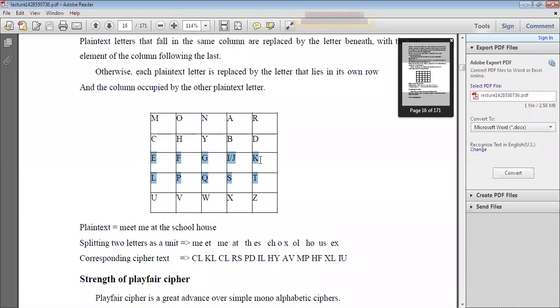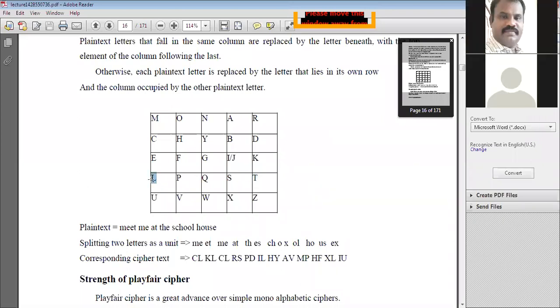Another corner of that rectangle is K. So that K is placed here. Here another letter is T. In the place of T, you can replace with the other corner of the rectangle, that is the L. So now in the place of ET, you can replace with KL. Clear?